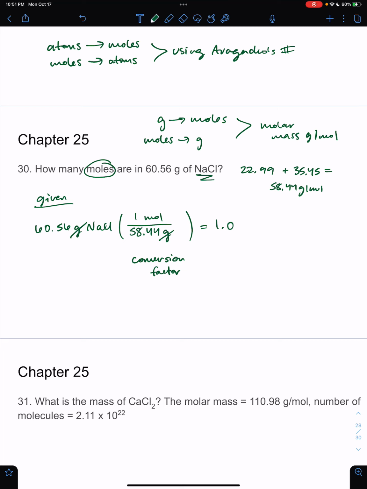Since we have 4 sig figs here, I'm going to go out to 1.036 moles. Okay. So those ones are pretty simple. We just have to use one conversion factor.